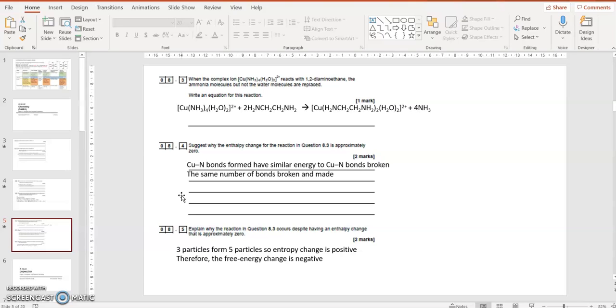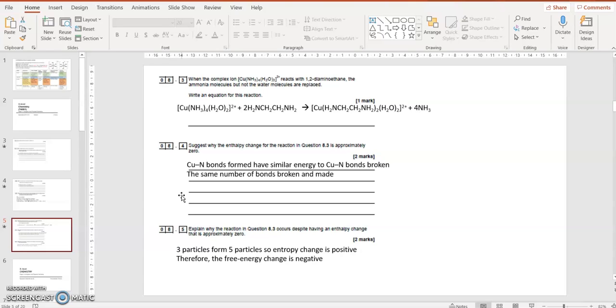When the complex [Cu(NH3)4(H2O)2]2+ reacts with 1,2-diaminoethane, and you've got to remember 1,2-diaminoethane: ethane, with 2 carbons, amino is an NH2, it's an amine group, and it's 2 amine groups, diamino, one at carbon number 1 and one at carbon number 2. So it's NH2CH2CH2NH2.